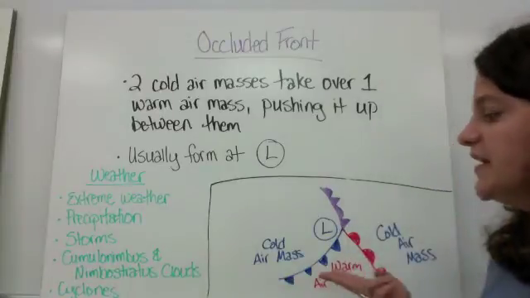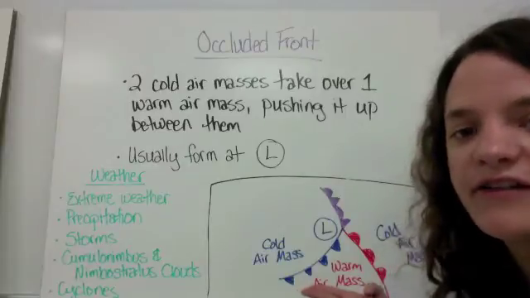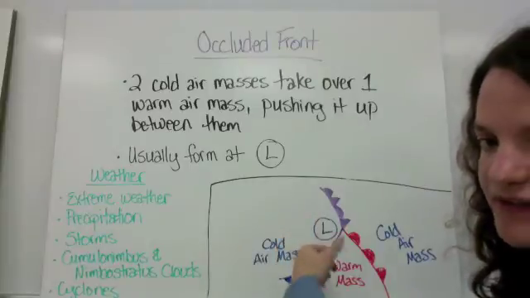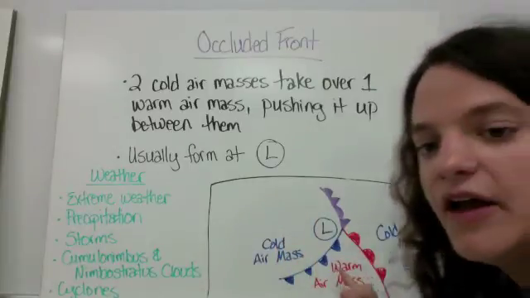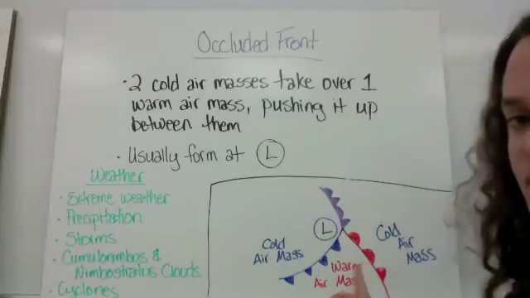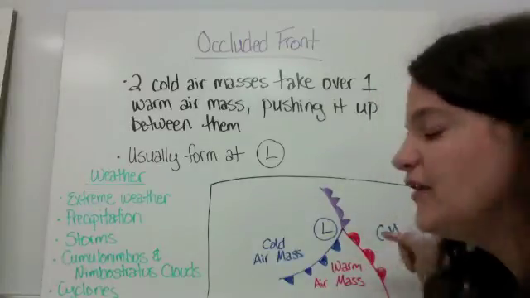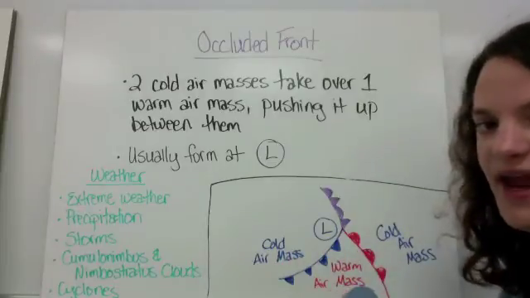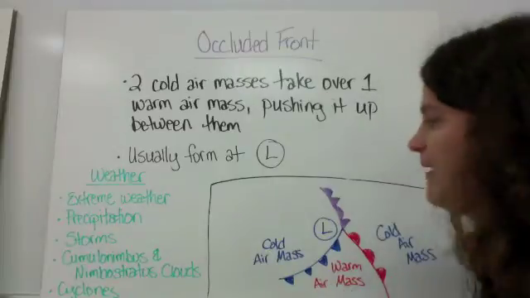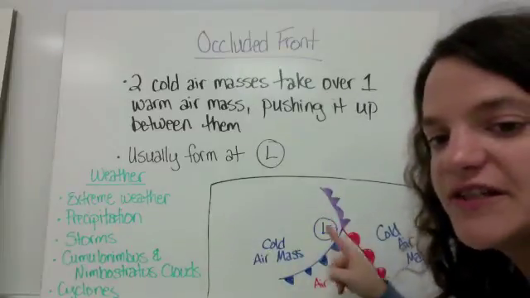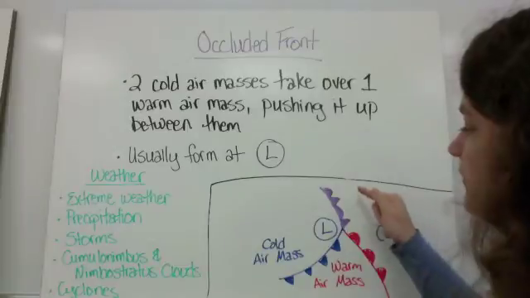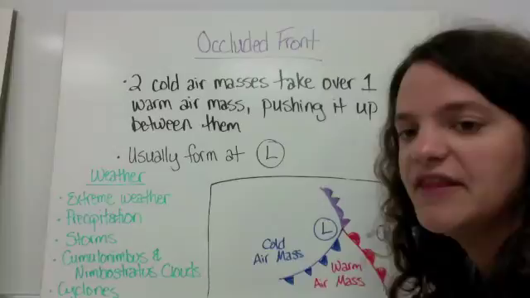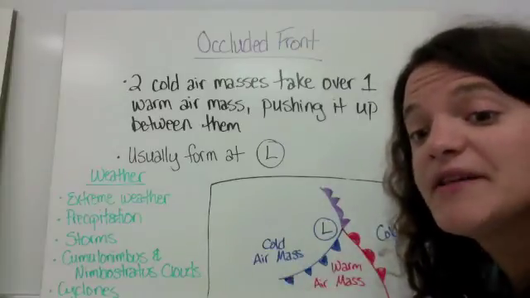Okay. Look at the picture here because this shows how occluded fronts form. You have a cold air mass with a cold front forming, traveling one direction. In front of that, you have a warm air mass with a warm front traveling in one direction. And in front of that, you have another cold air mass. So see, there's two cold air masses with the warm air mass in between them. Okay? As these form around a low pressure system, they're going to start to spiral in a counterclockwise direction. Okay? If we're in the northern hemisphere. In the southern hemisphere, it would spiral in the opposite direction.